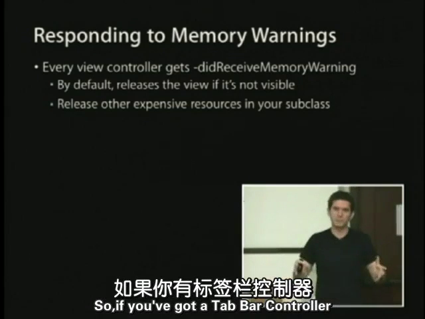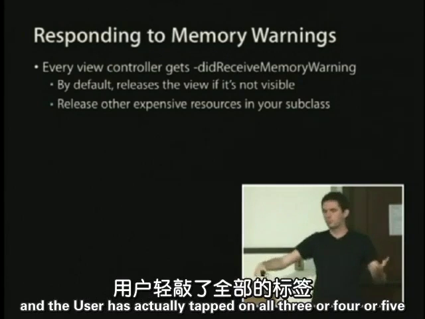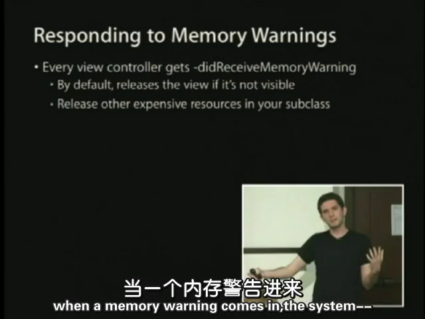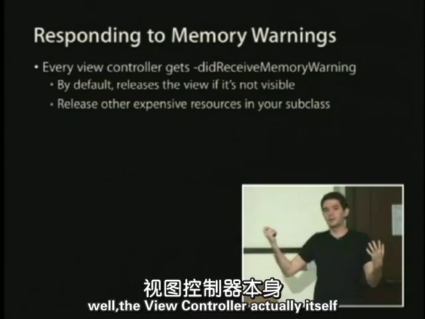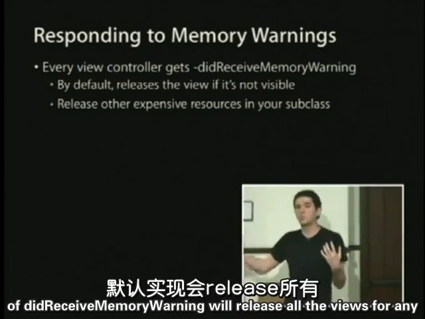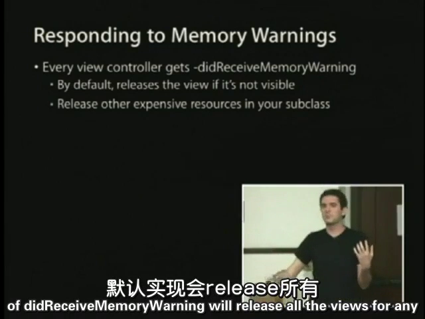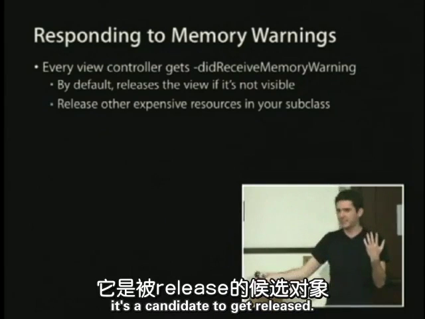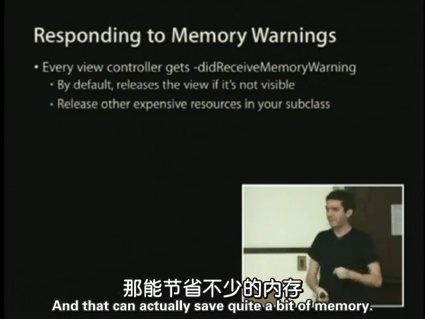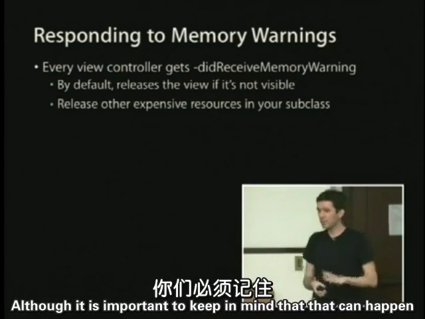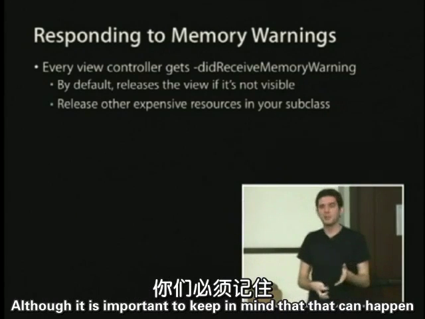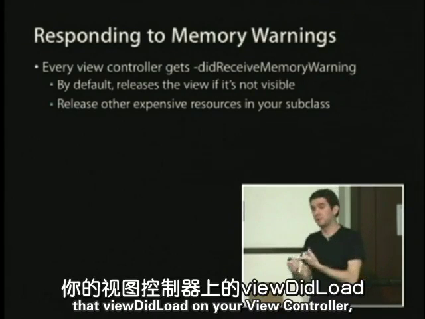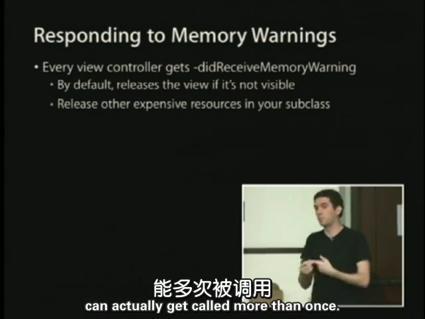So if you've got a tab bar controller and the user has actually tapped on all 3 of the 4 or 5 of the tabs in there, so all those views got loaded, when a memory warning comes in, the view controller itself, in the default implementation of didReceiveMemoryWarning, will release all the views for any of the view controllers that aren't the one that's currently visible. So if the view's not on screen, it's a candidate to get released. And that can actually save quite a bit of memory. Although it is important to keep in mind that can happen because the implication of that is that viewDidLoad on your view controller can actually get called more than once.